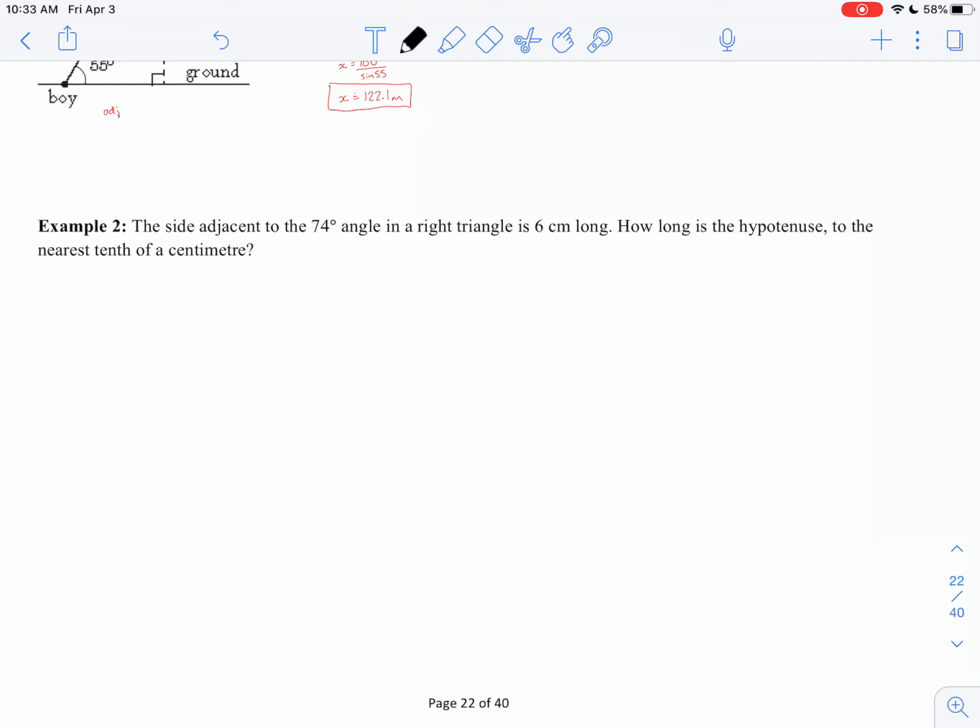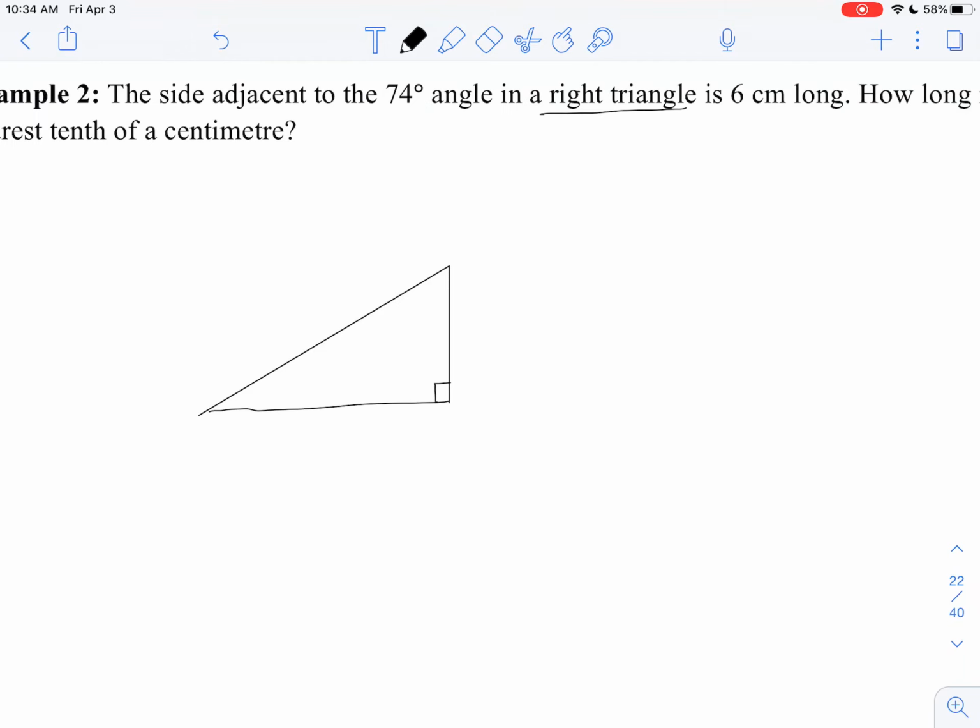So first thing we're looking at is just a right angle. So I'm just going to draw a typical right angle triangle. For some reason I like to put my right angle at the bottom right hand side. Doesn't matter which direction you draw that right triangle, as long as it's got 90 degrees in there.